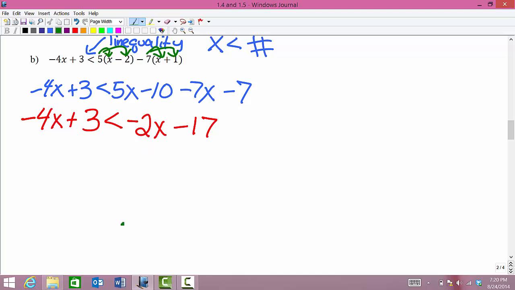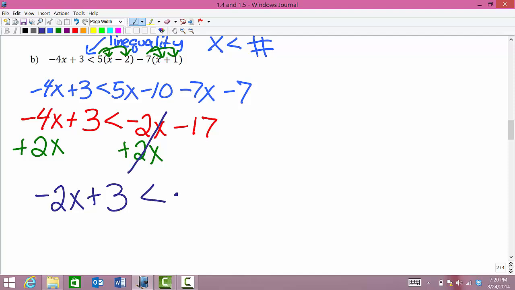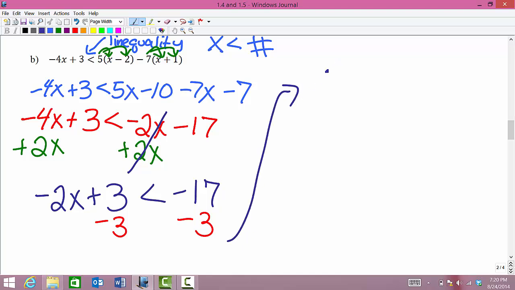Now we want to get x by itself on one side. I recommend getting x by itself on the left hand side. Go ahead and add 2x to both sides. That gives me -2x plus 3 less than -17. Don't forget your inequality symbol. Now we need to subtract 3 from both sides. Now on the left hand side we only have -2x less than -20 on the right hand side.